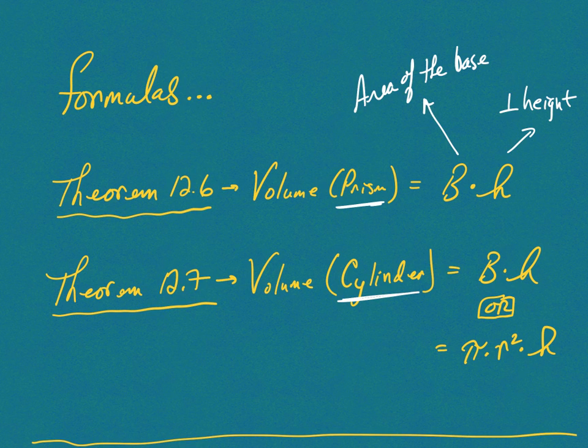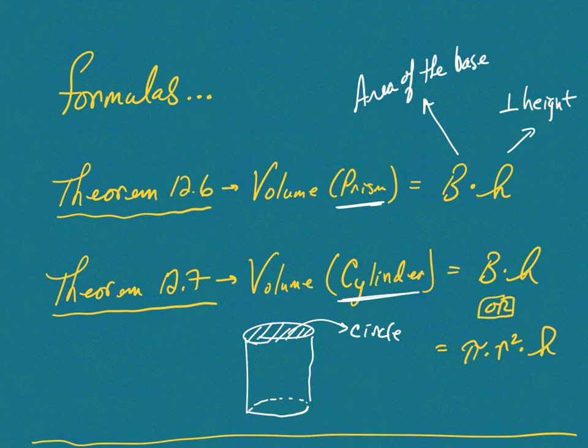Okay? And then theorem 12.7, the volume of a cylinder is B times H. Same, base times height. But because a cylinder specifically has a circular end, let me try that again. Make that look a little more rounded. Yeah, so that looks a little better. Because the base on every cylinder is a circle, we have another version for the formula if you want. You can write both of them down if you wish.